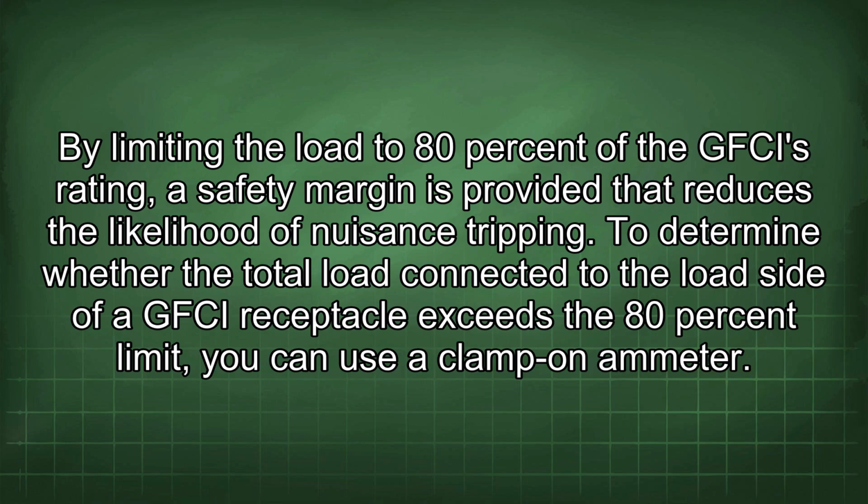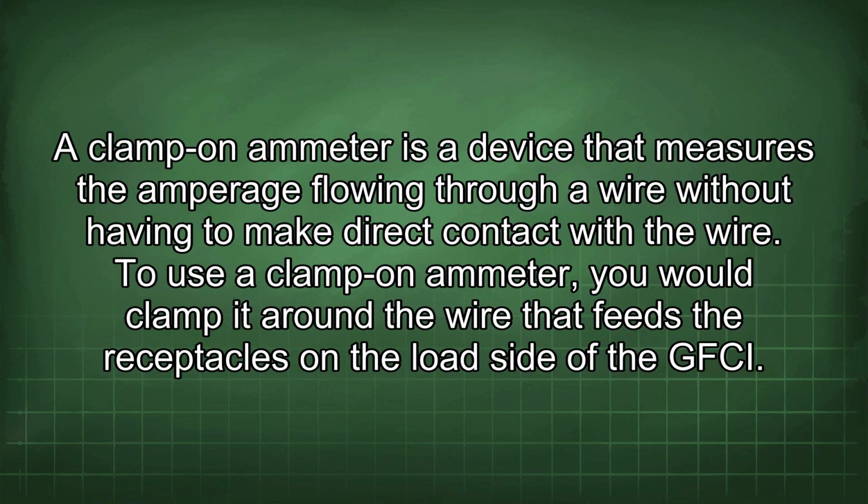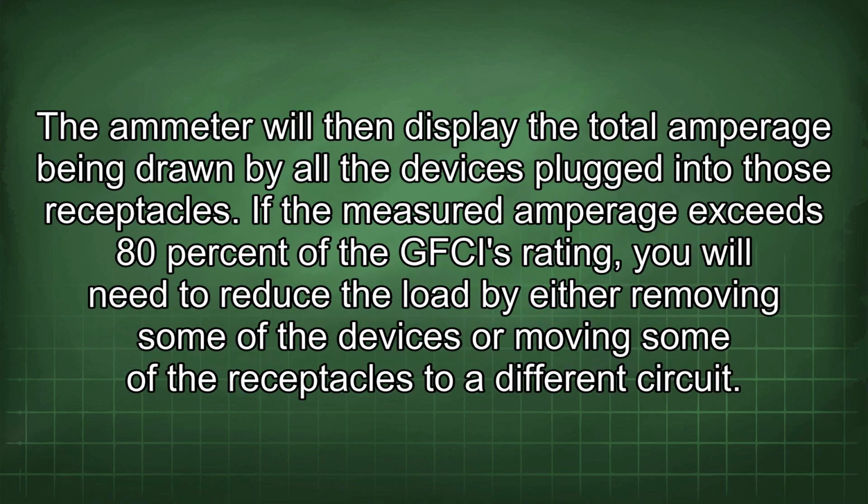To determine whether the total load connected to the load side of a GFCI receptacle exceeds the 80% limit, you can use a clamp-on ammeter. A clamp-on ammeter is a device that measures the amperage flowing through a wire without having to make direct contact with the wire. To use a clamp-on ammeter, you would clamp it around the wire that feeds the receptacles on the load side of the GFCI. The ammeter will then display the total amperage being drawn by all the devices plugged into those receptacles. If the measured amperage exceeds 80% of the GFCI's rating, you will need to reduce the load by either removing some of the devices or moving some of the receptacles to a different circuit.